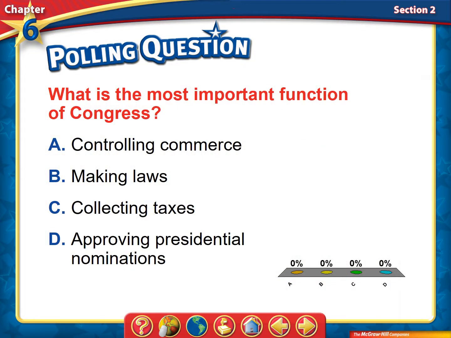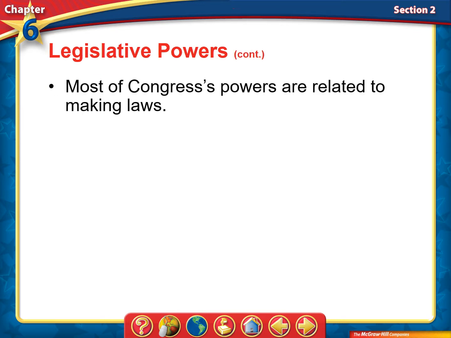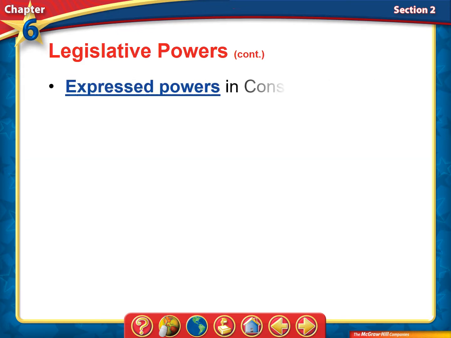So the first thing I want to think about is, what is the most important function of Congress? I mean, legislative branch of government means laws. And so perhaps that's the most. It could be any of those, however. And so I want to unpack what making laws looks like and what powers they have in making laws. First off, what does the Constitution say about it? The expressed powers are the powers that Congress has that are specifically listed. Congress has the right to make laws expressly, as stated in the Constitution.